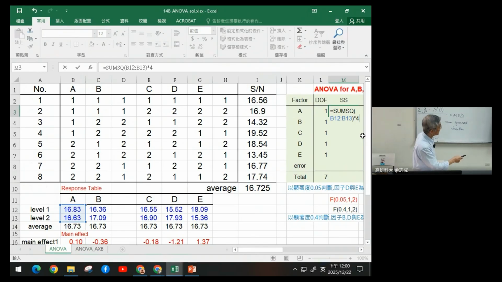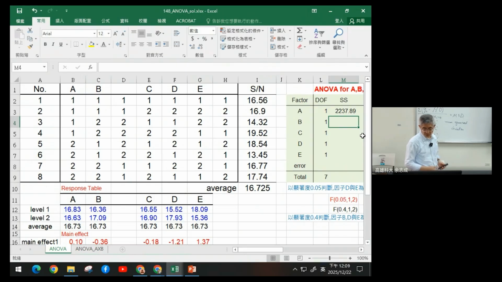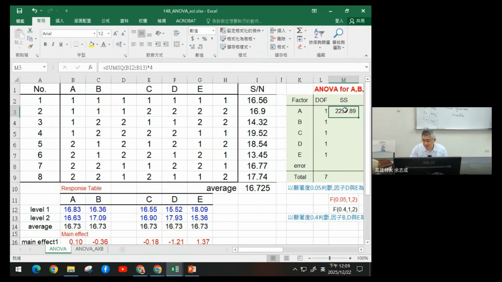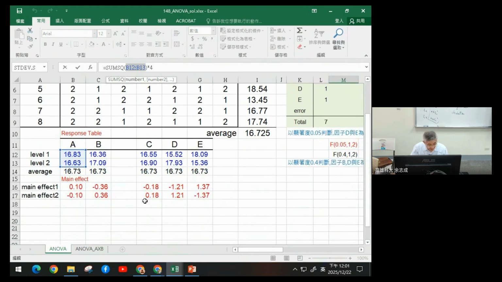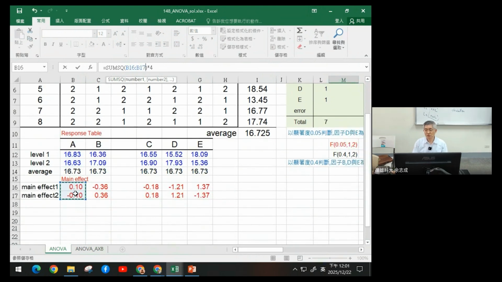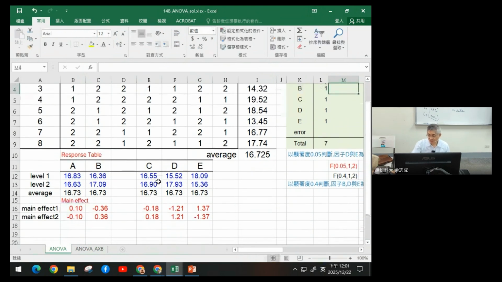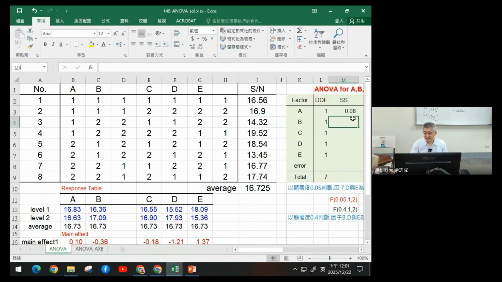So you can get a sum square for A, and the result will be 220. Oh, sorry, I selected the wrong one. Not this one. This is not main effect. This is the response table. I should select here, these two. Sorry, these two. So the sum square will be 0.08.